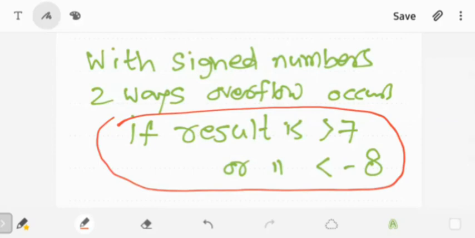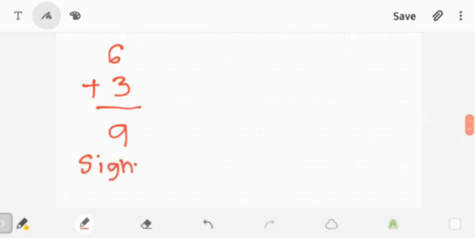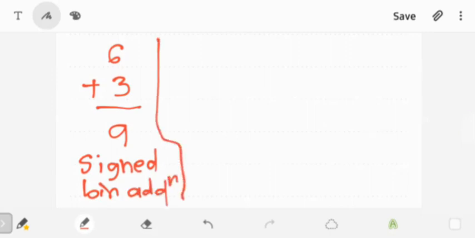Let's take an example. I would like to add 6 plus 3. So what would have been the result? It should have been 9. So I'm going for signed binary addition, like what we have learned last time. So in signed binary representation, plus 6, how is it represented? Plus 3, how is it represented?